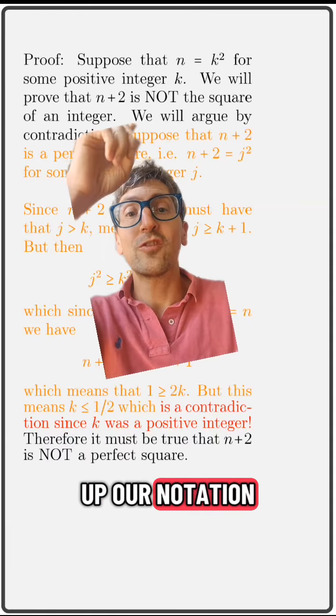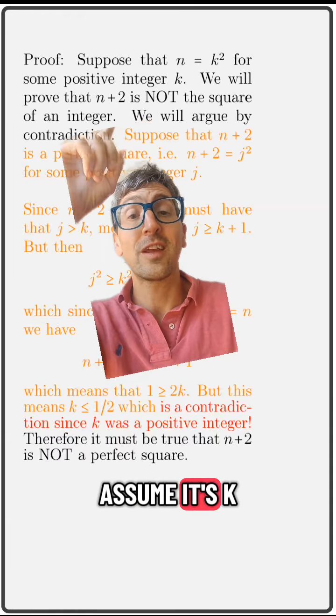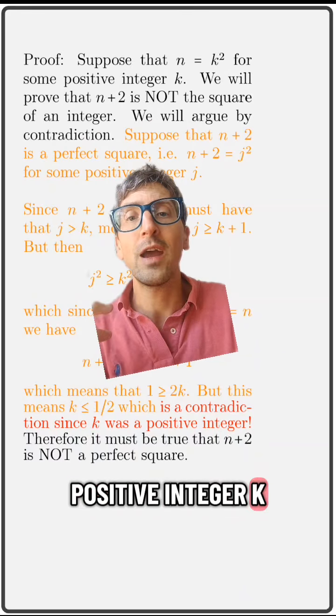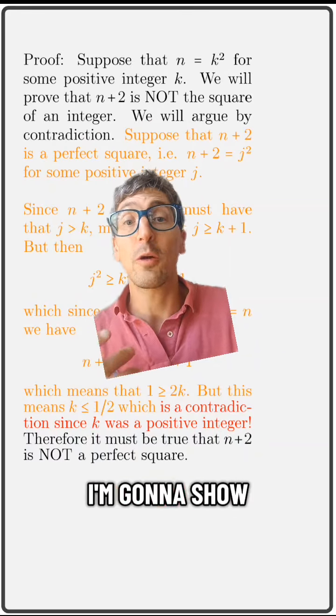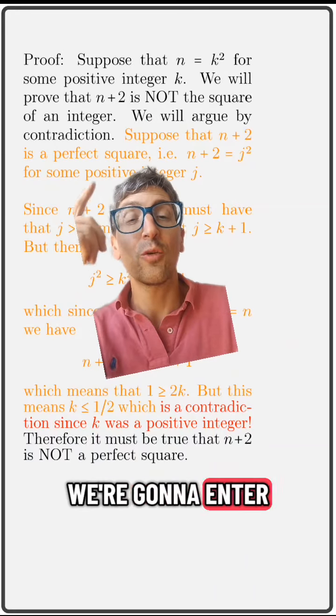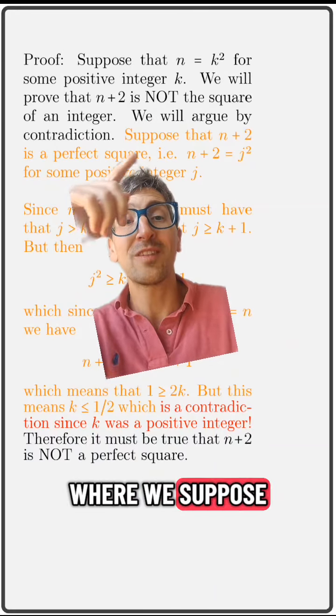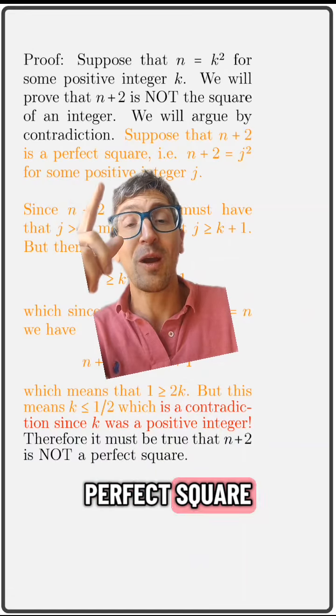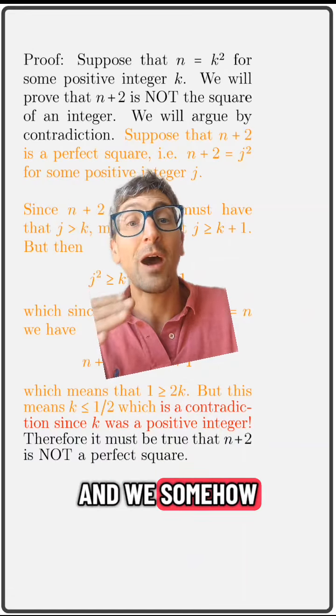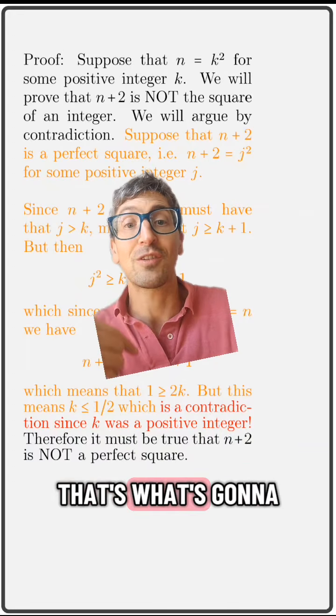So let's set up our notation. We've got some integer n. Let's assume it's k squared for some positive integer k. And now both of the proofs I'm going to show you are proofs by contradiction. We're going to enter a weird fantasy realm where we suppose that n plus 2 is a perfect square. We develop that and we somehow reach a contradiction. You can see that's what's going to happen below me.